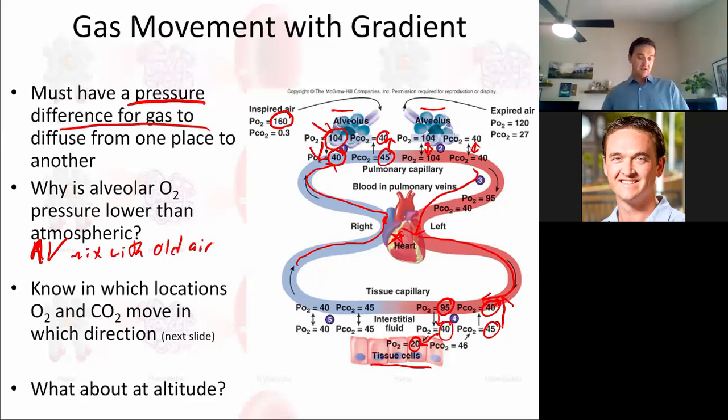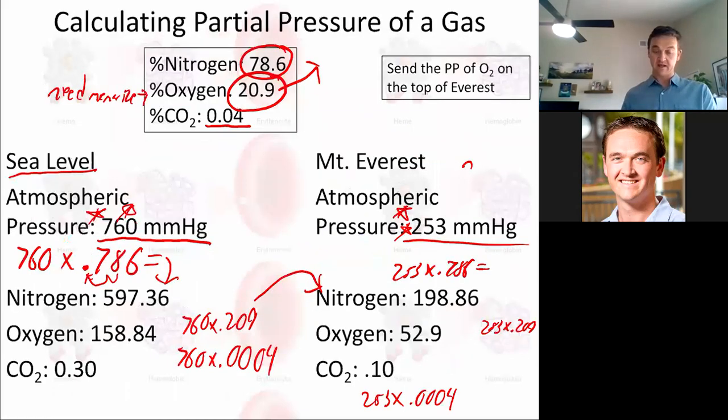Okay, so then know in which locations O2 and CO2 move in each direction, and you see that right there. And then what about at altitude? Well, what happens at altitude if we change this 160 of the inspired air? Let's go back to the last slide. We change that inspired air from 160, which was this one pretty much, right? Change that down to 52.